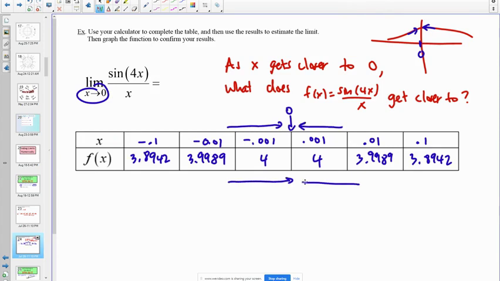my y value has approached the same number, for there to be a limit. My y value is approaching 4. And so that is the answer using numerical methods for this limit. The answer is 4.